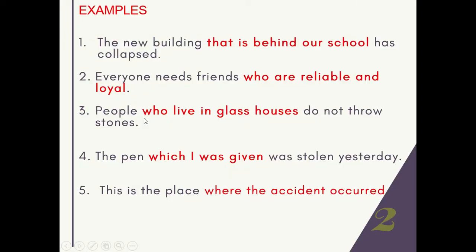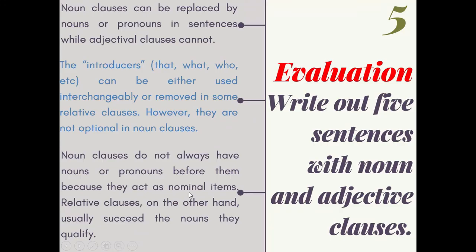Other examples, you can notice: the new building that is behind our school building. The friends who are, friends, people, you can say people here. The pen which I was given, pen. The place. You can see all of this structure, they have what? They have nouns before them. I hope you have learned something today.